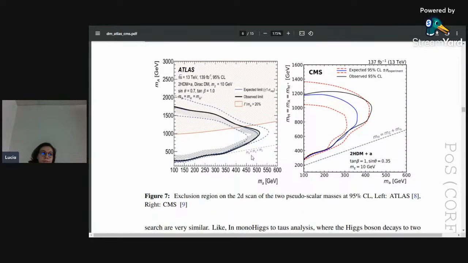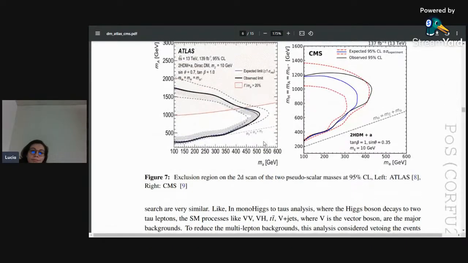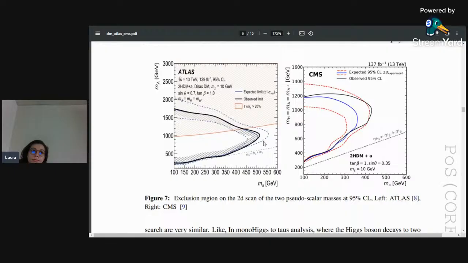Because the total width of the mediating particle divided by the mass of this mediating particle needs to be close to 0 for the narrow width approximation to be relevant. So this basically excludes anything that's greater than 0.2. Because in this case you could use the approximation of the cross-section of the production of the particle times the probability of this particle producing something that you want to see, like dark matter in this case.